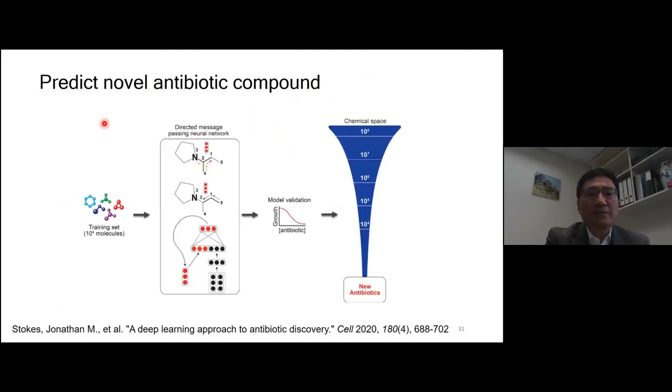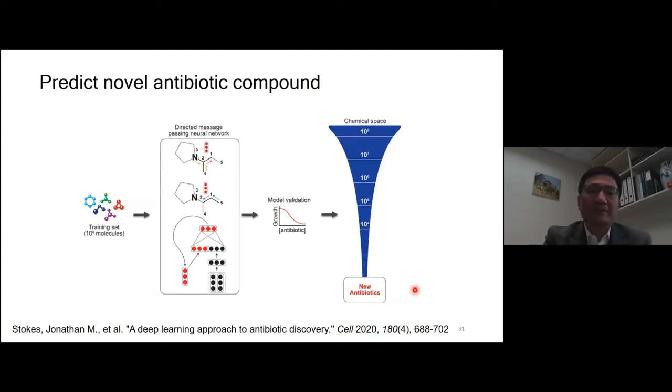So in this case, we use novel antibiotic compound prediction as an example. If we know the protein target already, we can train the model with over 10,000 molecules. Again, for example, we use this directed message passing neural network. So we can again split the molecule as a graph. After that, we have this model validation to make sure this is the right model. Based on that, we have the chemical space. So we do further screening using this deep learning approach, and then we can generate new antibiotics. So simply use the deep learning AI approach.